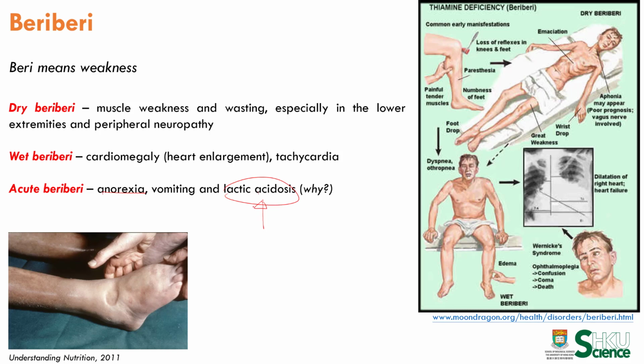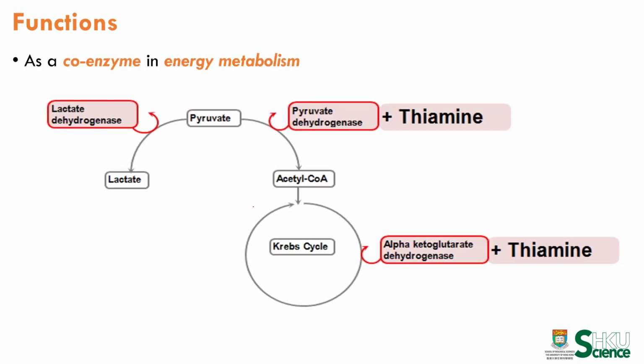Why would you get lactic acidosis from acute beriberi? That's because of this part. So to get pyruvate into the Krebs cycle, you need thiamine. Now, you do not have thiamine. This enzyme is not working. You have a lot of pyruvate from glycolysis, and it has nowhere to go, and you need energy. The body would make use of this pyruvate to produce some energy through the conversion of it to lactate. And eventually you have a buildup of lactate, causing lactic acidosis.